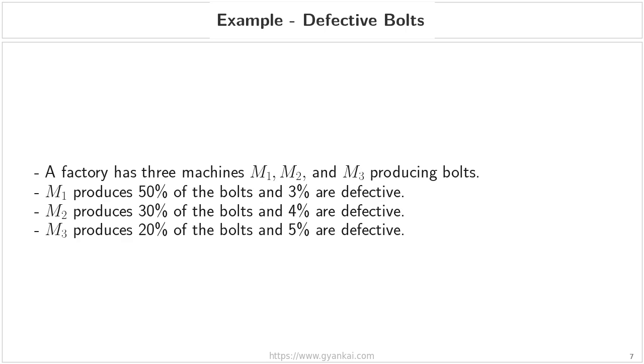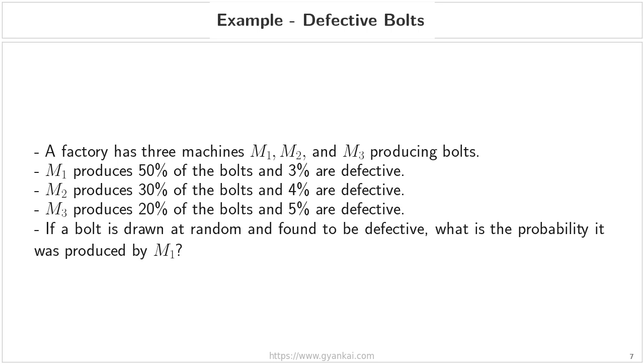Specifically, Machine 1 produces 50% of all the bolts, but 3% of its output is defective. Machine 2 produces 30% of the bolts, with a 4% defect rate. Finally, Machine 3 produces the remaining 20%, and 5% of its bolts are defective.